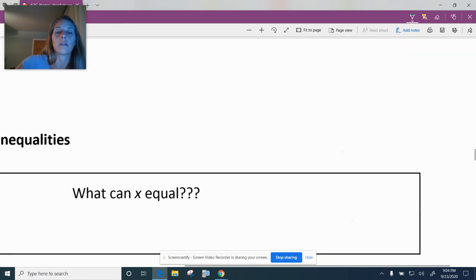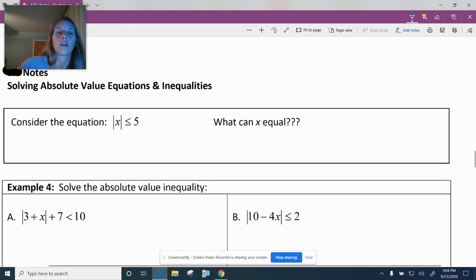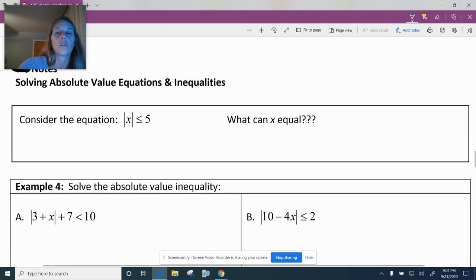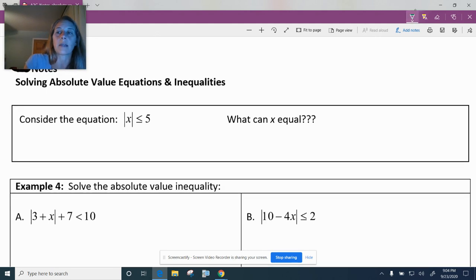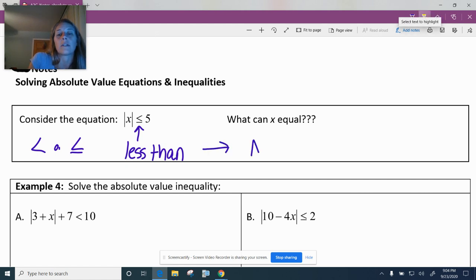Okay, and then the last set of examples that we're going to go over, you might notice it looks almost the same, except this time you might notice that this is a less than sign. So if you have a less than or a less than or equal to sign, it's going to be an and problem like we did with the compound inequalities.